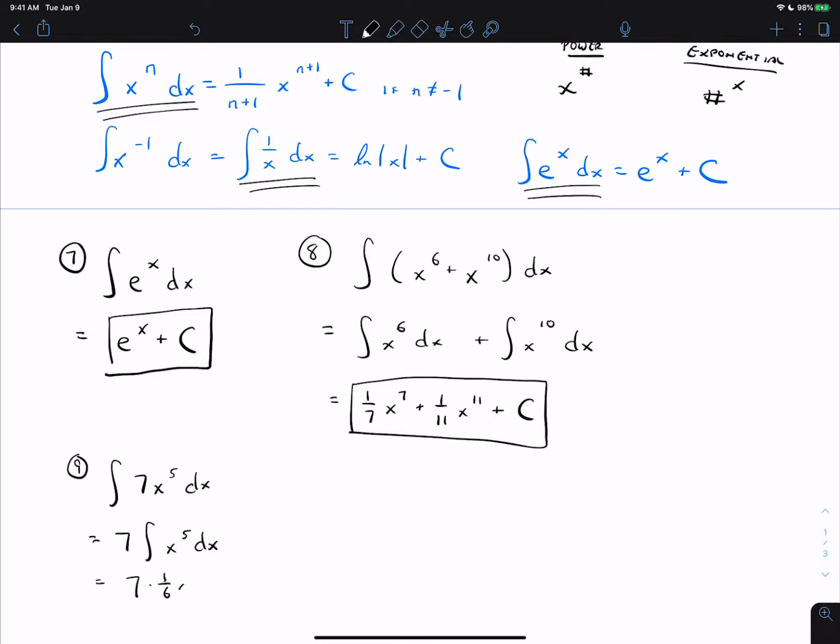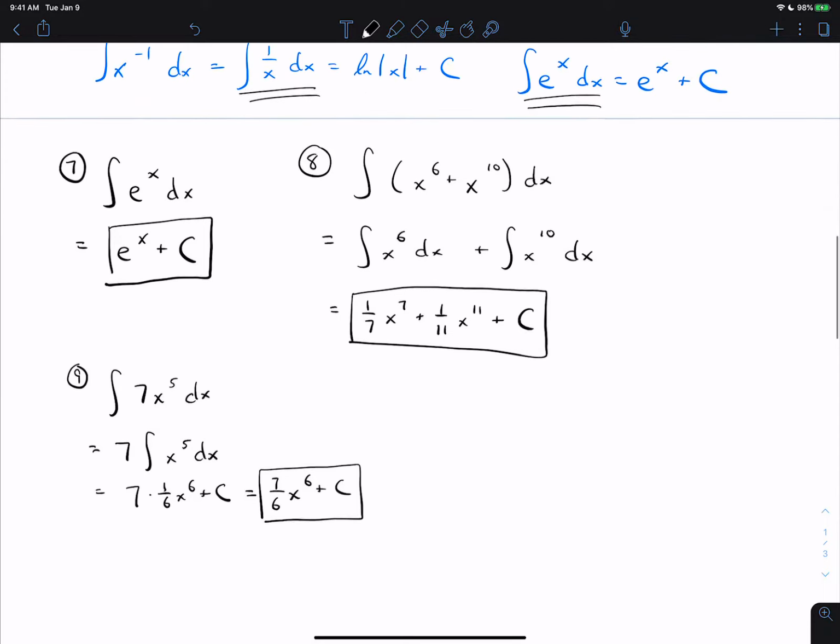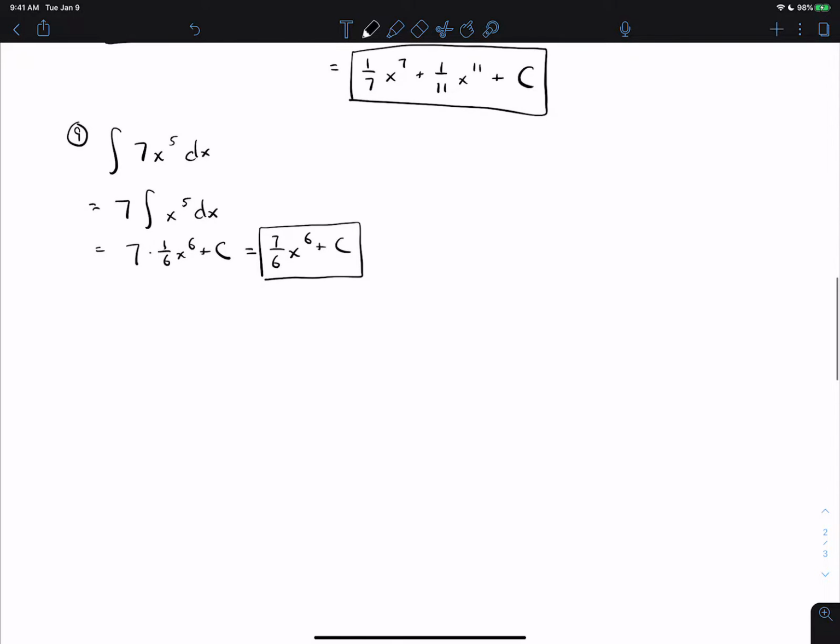That gets us 7 times 1/6 x to the 6th plus c, which is then 7/6 x to the 6th plus c. And that's the answer here. Again, most of us could do this without writing those middle steps, but it would be a good idea to get in the habit of getting it to match the forms exactly. Okay, so let's look at a few more challenging problems.